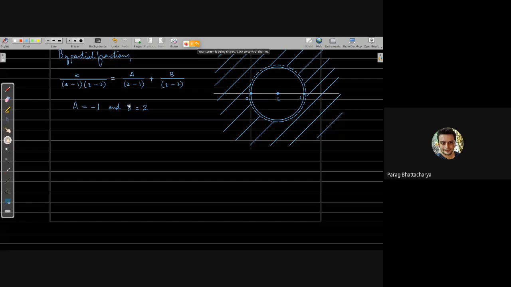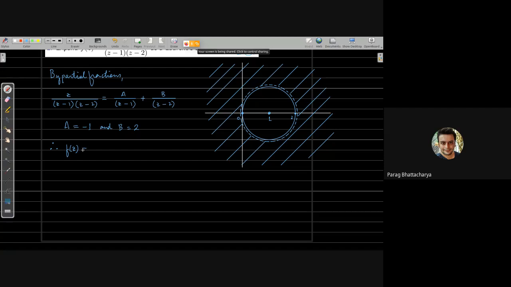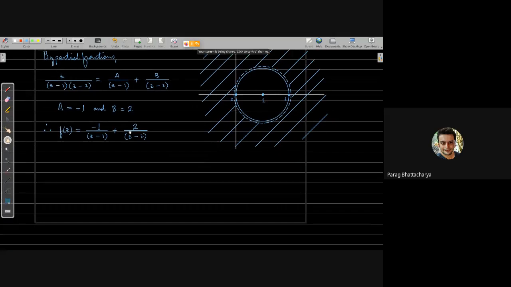So this gives us f of z, this function f of z, can be alternately written as this, and we can replace A with minus 1 and B with 2. You can actually try it out for yourself. If you add these two and simplify, you'll get back this one. So that's your method of partial fractions. Is that clear, everyone?